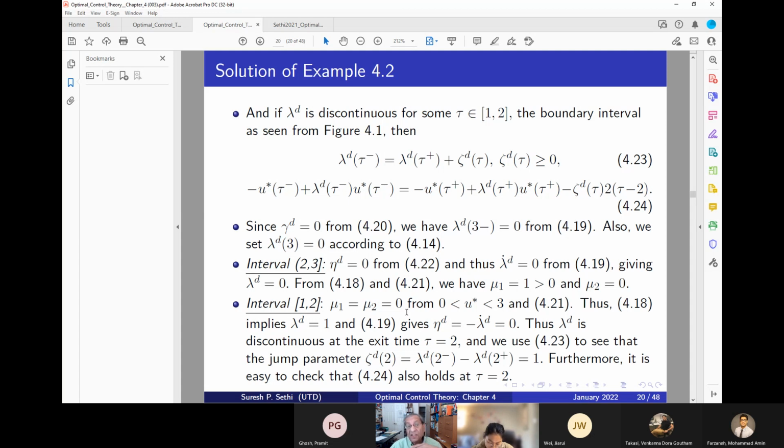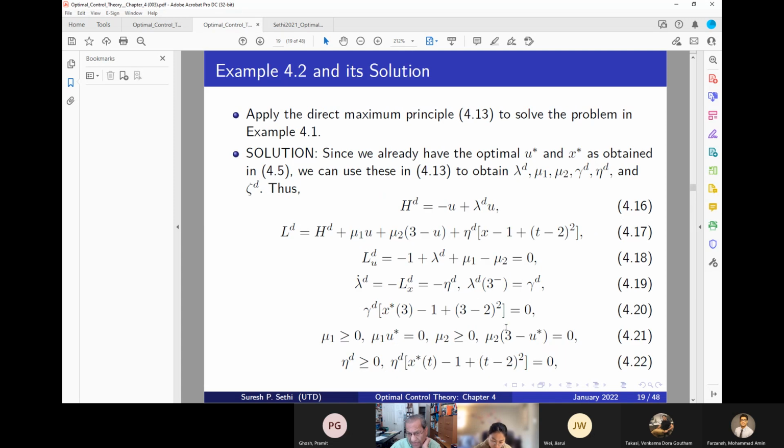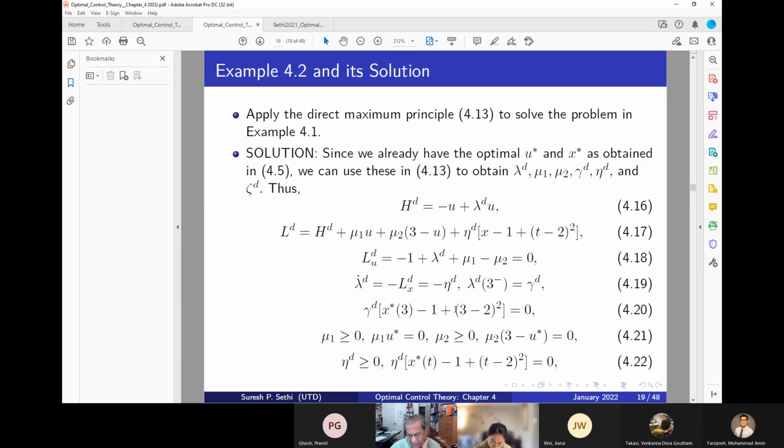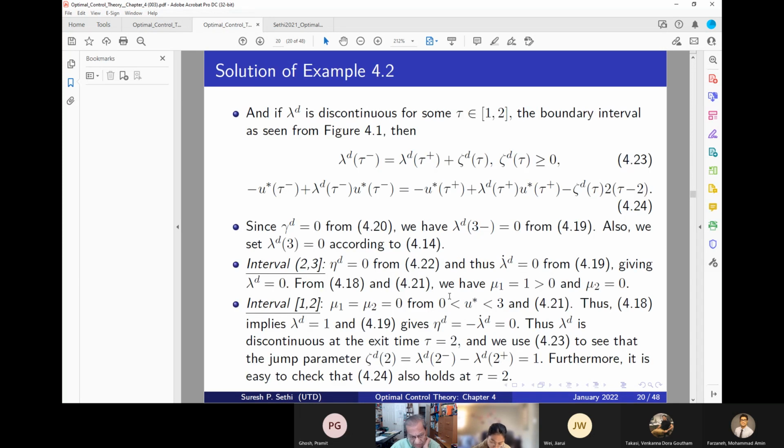Okay, this is the direct maximum principle. Now, what is going on here is that eta d equal to 0, and eta d equal to 0 means, let me see now, which is the condition here? 4.19. Eta d equal to 0. Lambda dot d equal to 0.